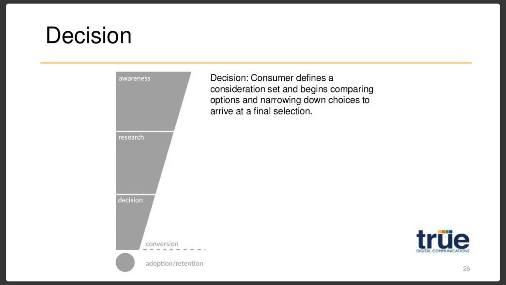After gathering sufficient information, prospective clients and customers identify a consideration set, a group of products, services, or brands that all potentially meet their needs. Focus shifts away from gathering information and finding as many options as possible to narrowing down those options to arrive at a final selection. They've officially reached the decision stage of the process.